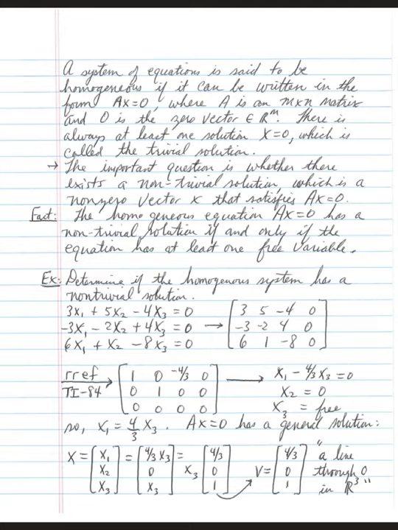Any scalar multiple of it, which means any number for x3, would fall on that same line. It would have a different length, possibly a different direction, but that's how you tell whether you have a non-trivial solution: you set it up, row reduce it, and if you spot a free variable, then the 0 vector is not your only solution.